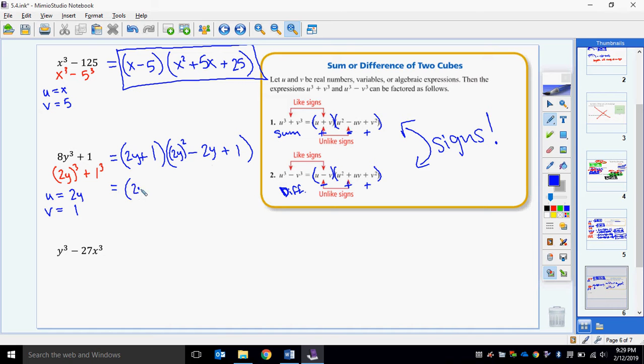Let's simplify this, because 2y squared, we've already worked with that. Remember on power rules, 2y squared means 2y times 2y. So what do you get? You get 4y squared.